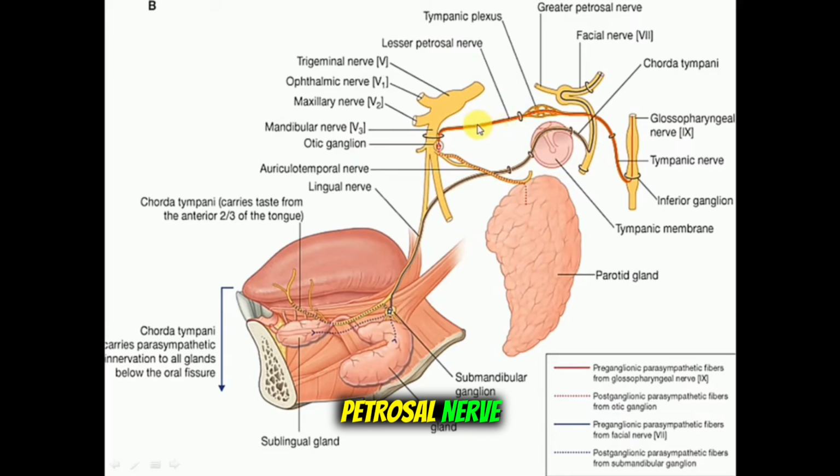And the lesser petrosal nerve will come out of the foramen ovale, enter the infratemporal region, and these fibers will relay in the otic ganglion. The fibers which come out of the otic ganglion after synapse, they are postganglionic fibers which pass via the auriculotemporal nerve and supply parotid gland. So this is the secretomotor pathway to supply the parotid gland.